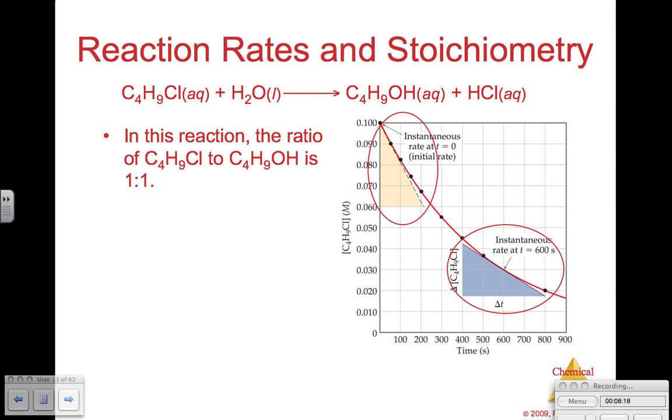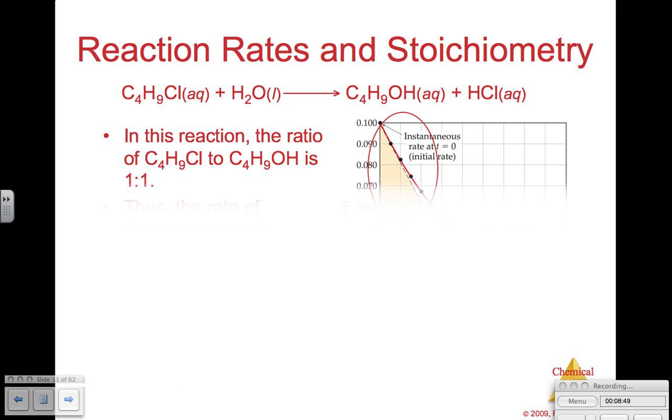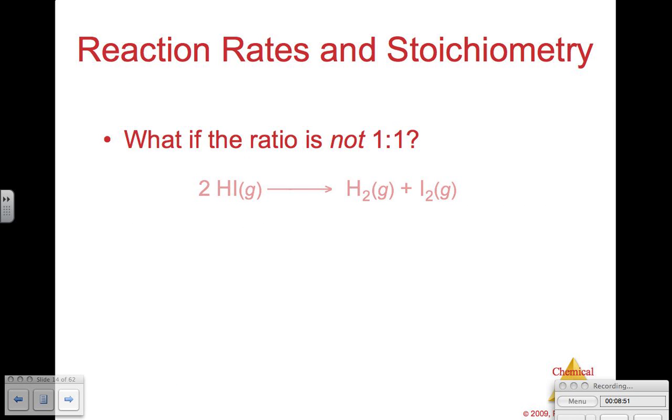So in this reaction, the ratio of butyl chloride to butyl alcohol is 1:1. So from one starting material to one ending material. So it's a 1:1 ratio in this balanced equation. So stoichiometry-wise, it's fairly simple. So the rate of disappearance of one is the same as the rate of appearance of the other. So they are equal in that sense. And note for this rate equation on the bottom, there's a negative sign for the reactants, and obviously a positive sign for the products, because we're producing more of those over time.